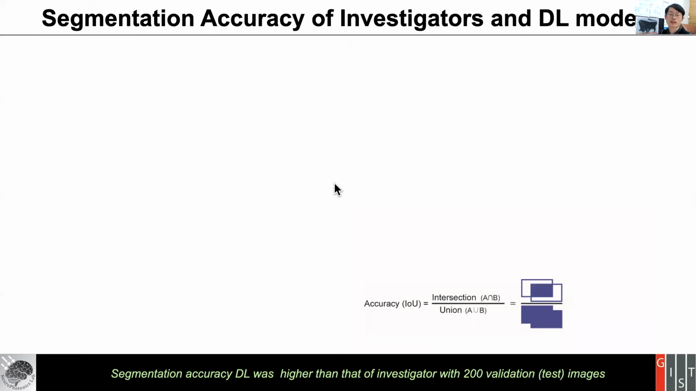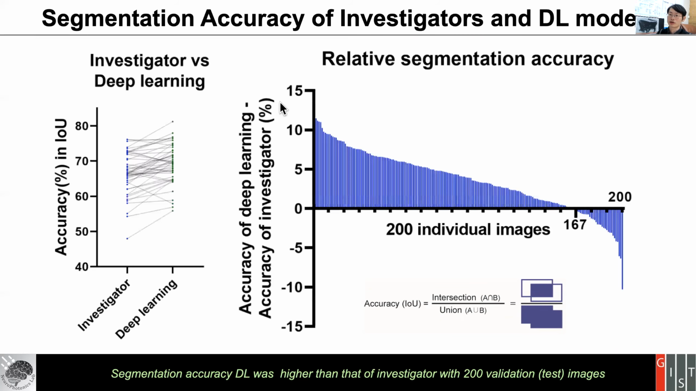So we were interested in which is more accurate. For that, we defined the accuracy between investigator and investigator, or the average of investigator and the deep learning model. The result is like this. For investigator and deep learning, you can see the accuracies are in general going up.